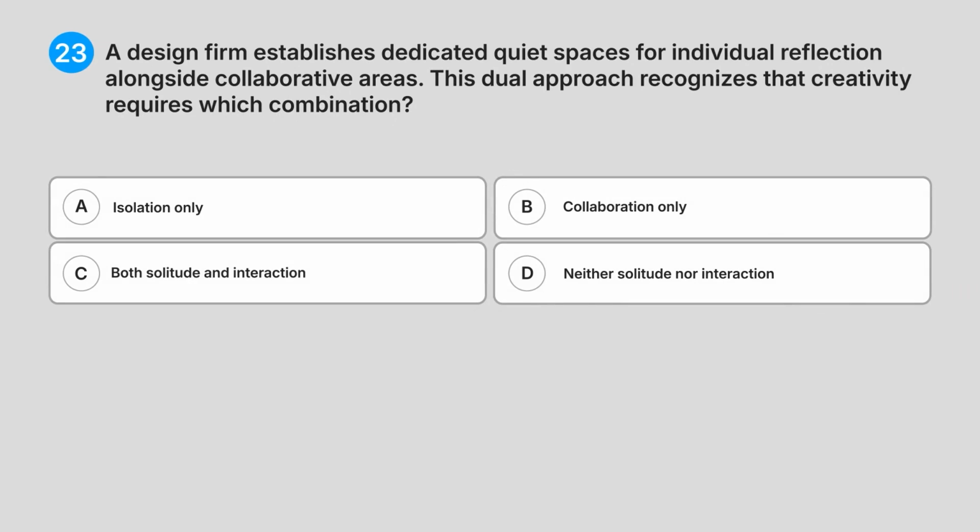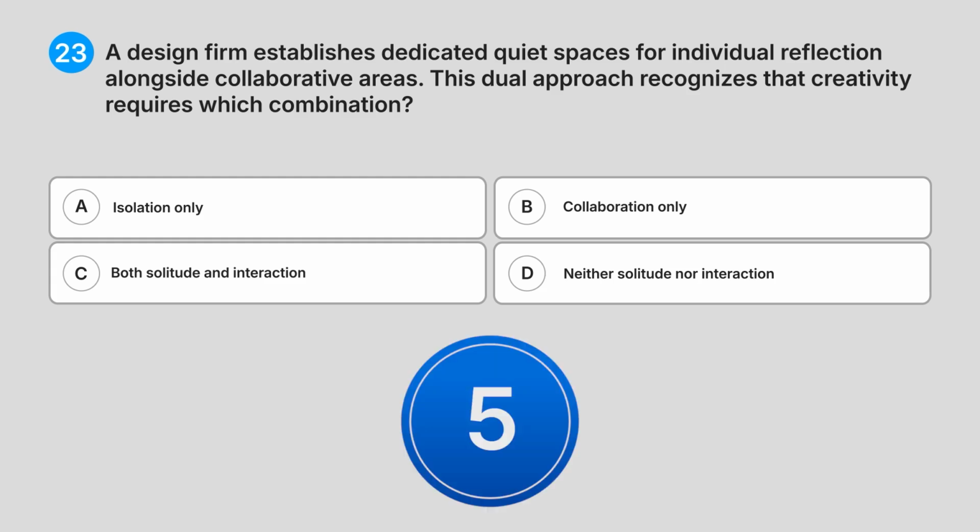23. A design firm establishes dedicated, quiet spaces for individual reflection alongside collaborative areas. This dual approach recognizes that creativity requires which combination? A. Isolation only. B. Collaboration only. C. Both solitude and interaction. D. Neither solitude nor interaction. Do you know the answer?